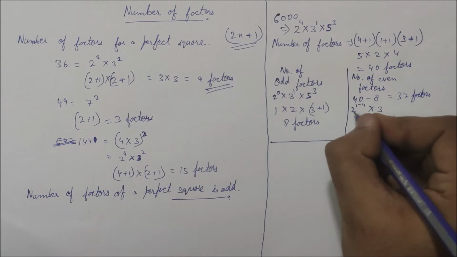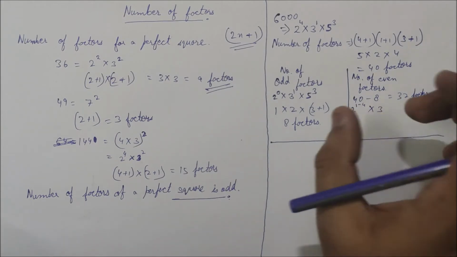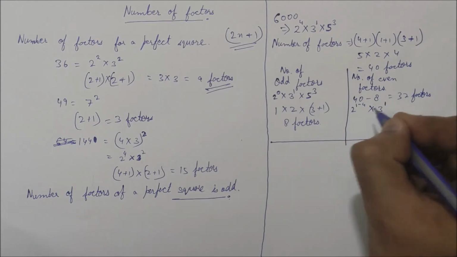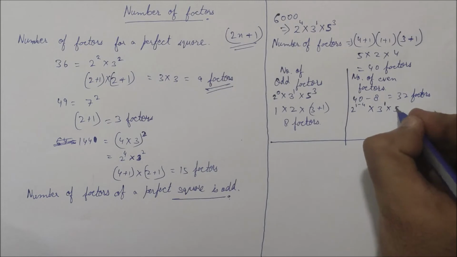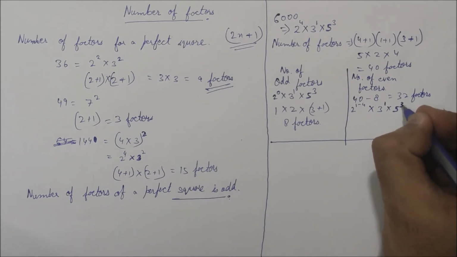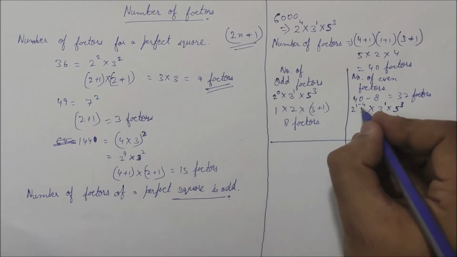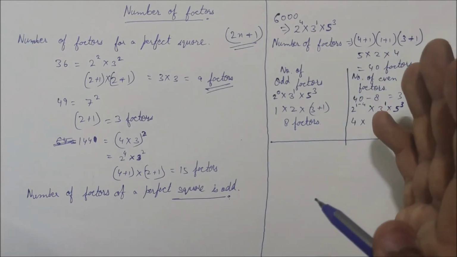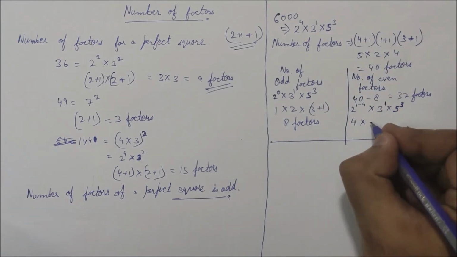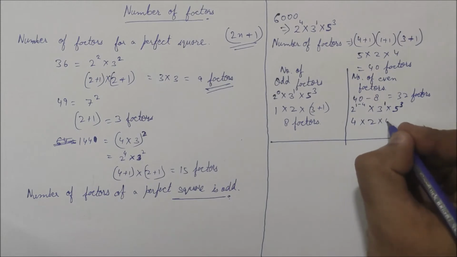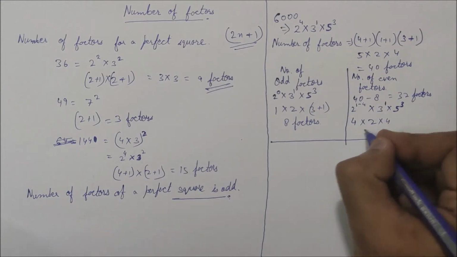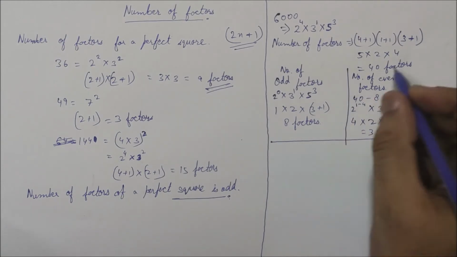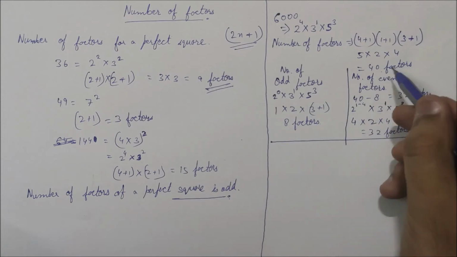For 3, since I already have a 2, any number multiplied by 2 will give me an even number. So I can take any options for 3: 3 to the power 0 as well as 3 to the power 1. For 5 also I can take all the options, so I have written 5 to the power 3 itself. So here I have only 4 options for 2, which were 2 to the power 1, 2, 3 and 4. For 3 I have 2 options, and for 5 I have another 4 options, 3 plus 1. So there are 4 into 2 into 4, 32 factors, which was the same result that we obtained while deducting the number of odd factors from the total factors.